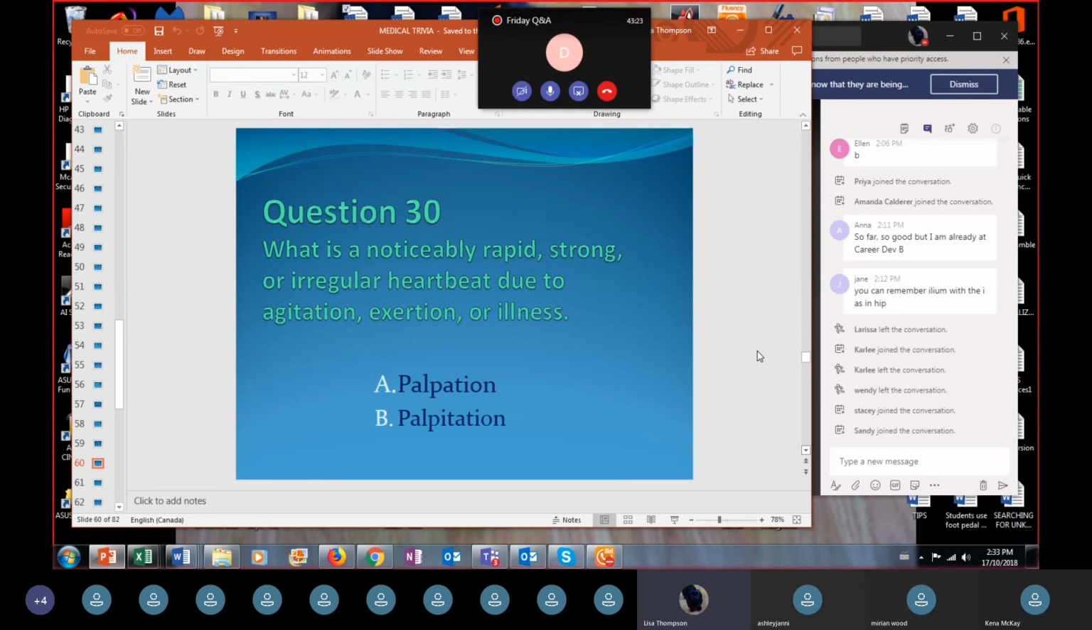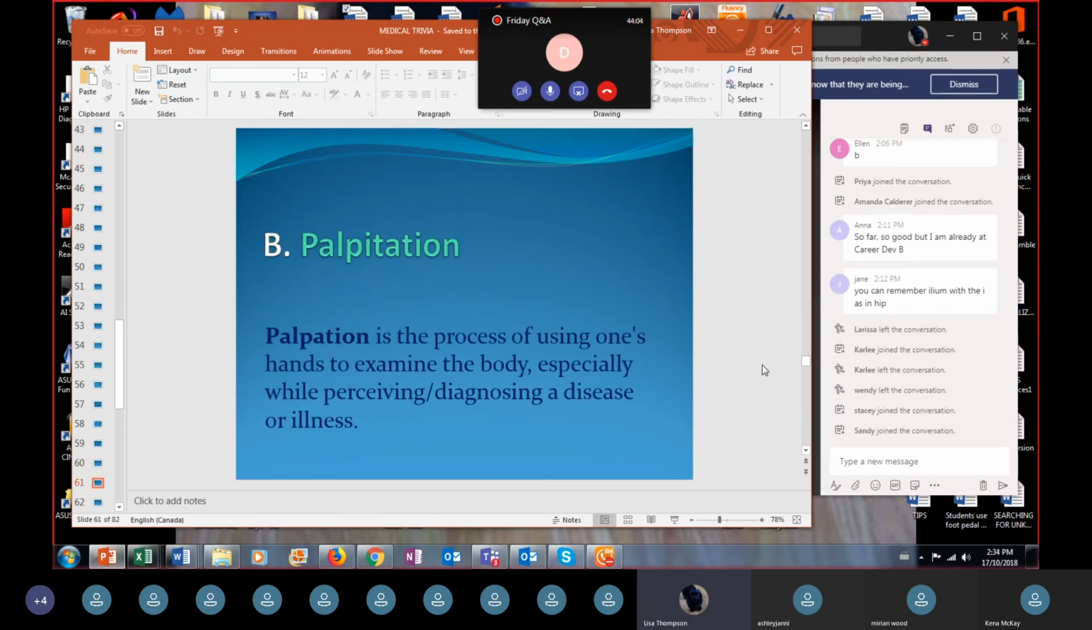Question 30. What is a noticeably rapid, strong, or irregular heartbeat due to agitation, exertion, or illness? Is it A, palpation, or B, palpitation? A lot of times people are getting those two mixed up as well. The answer is B, palpitation.